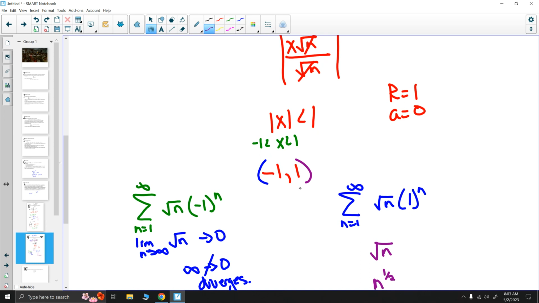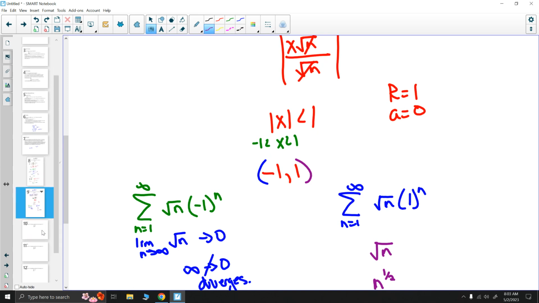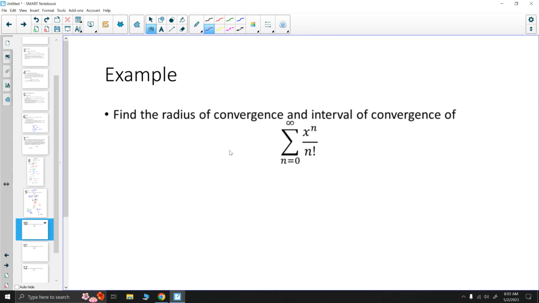So again, our interval of convergence, our radius of convergence, and our center point if we want it. Let's take a look at another one. Find the radius of convergence and interval of convergence of this thing.